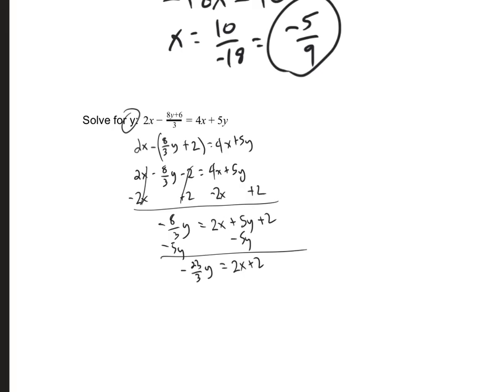And remember, when you're adding -8/3 and -5, you would need a common denominator. That's where the -23/3 came from. And now I want to get y by itself. I could do that in one step by dividing by -23/3, but sometimes people get confused when dividing by fractions. So I'm going to undo this in 2 steps. I'm going to multiply both sides by 3 to get rid of the fraction. And then I'm going to get the y by itself.